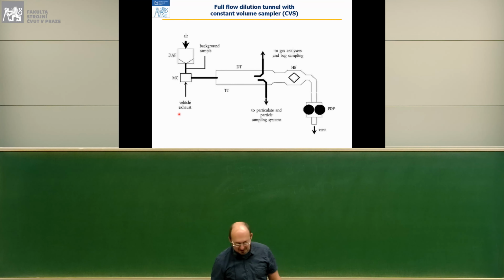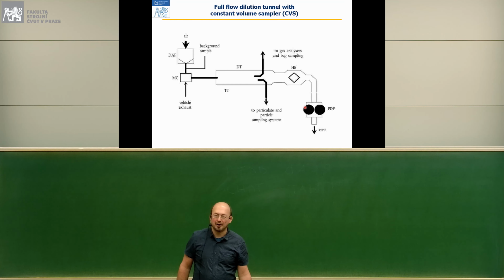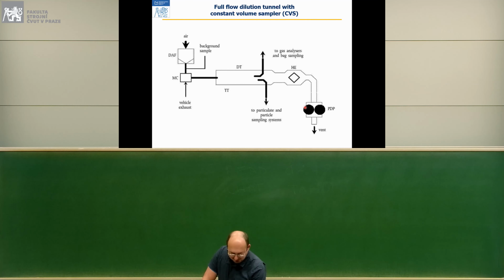You can see on this slide the scheme of the dilution tunnel. That's the DT. You maintain the flow in a dilution tunnel through some pump. And either you can have a positive displacement pump, like a roots blower, where you vary the rotational speed of the pump, and by that way you vary the flow, and you measure the flow by either a laminar flow element or some other measurement device.